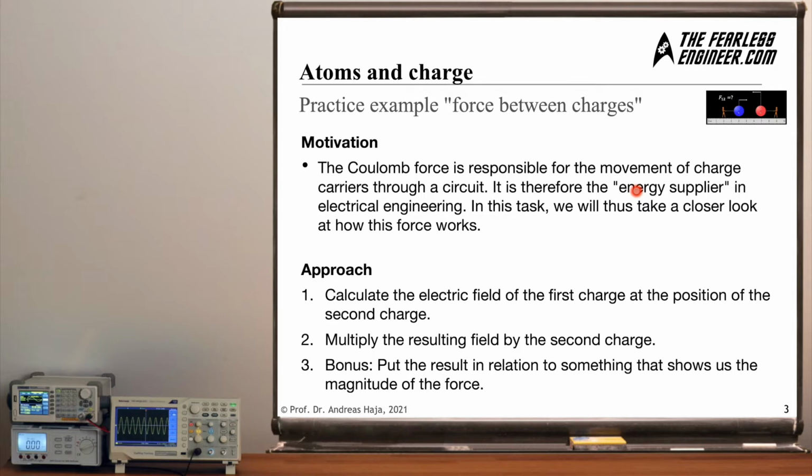In a very simple example, we will look at the force between only two charged particles. And the approach is as follows. In the first step, we will calculate the electric field of the first charge at the position of the second charge. Then we will multiply the resulting field by the magnitude of the second charge. And as a bonus part, we will put the result which we derive from step number 2 in relation to something that we can relate to. In our case, the forces acting on a Tesla Model 3 electric vehicle.